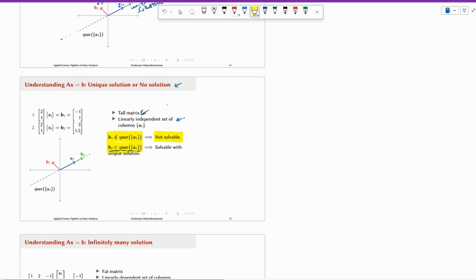Okay? And that's essentially what this diagram depicts with the two examples. When B2 was in the span of the columns of A, that had a unique solution, and the columns of A were linearly independent. That's why you have a unique solution. In the case of B1, it is not in the span of the columns of A. In that case, you cannot solve it.